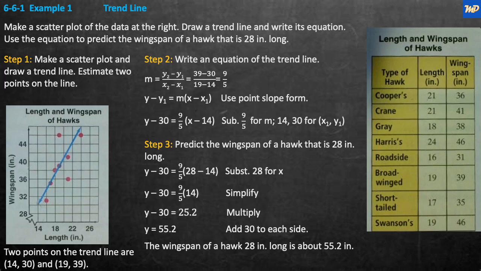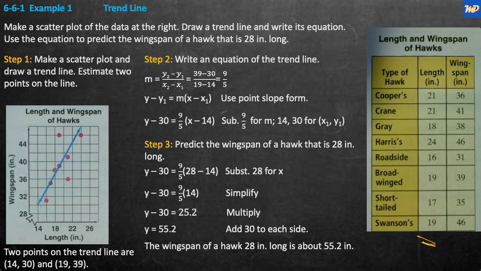Okay, Example 1, a trend line. So what are we going to do here? It says, make a scatter plot of the data at the right. Here's the table over here on the right-hand side. You see they want us to make a scatter plot of this data, draw a trend line and write its equation. Use the equation to predict the wingspan of a hawk that is 28 inches long.